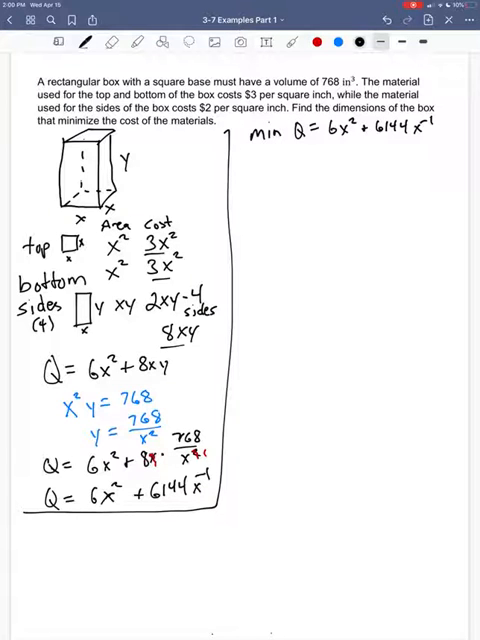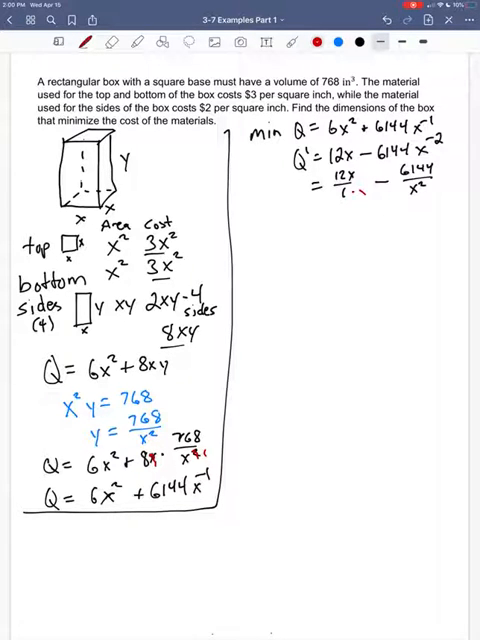And to minimize that, I'm going to take the derivative. I bring the 2 down, I get 12x. I bring down the negative, and then I subtract 1 from the exponent. Negative 1 minus 1 would give me negative 2. So I'm going to have to get a denominator of x squared if I put this all together.